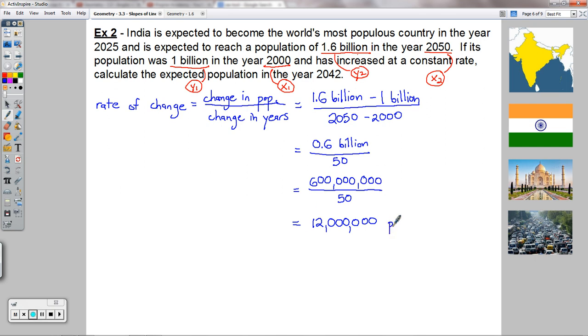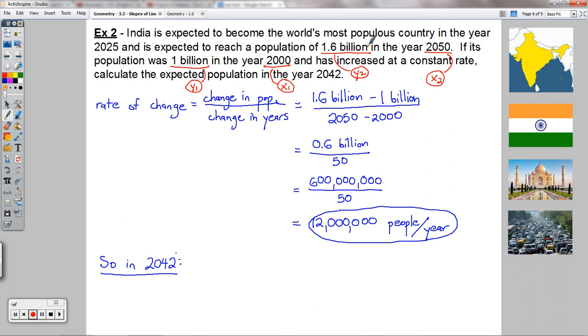But this is people per year. So that's the amount it's increasing by per year. This is important, but it's not our final answer, so I'll circle that for that reason. Our final answer would be for 2042, that's what we're looking for. What's the population expected to be if it's changing at a constant rate? That's a pretty big assumption.